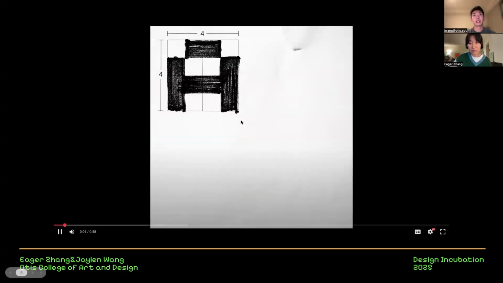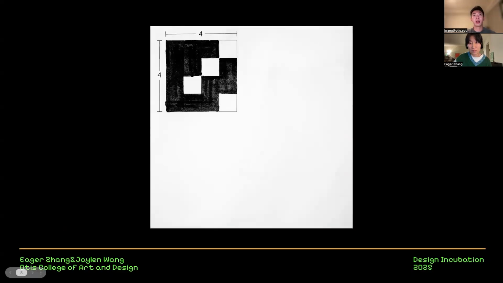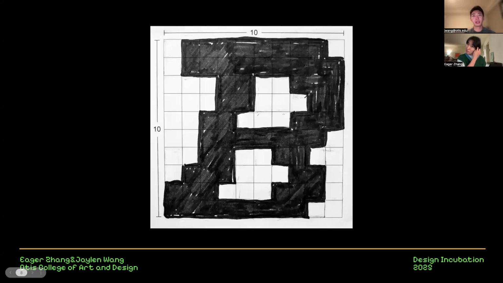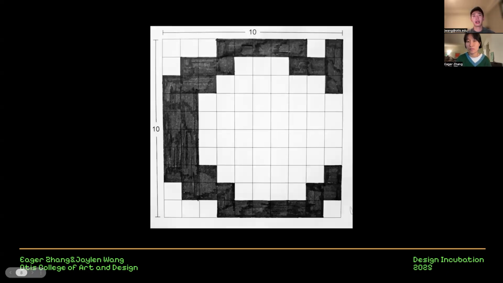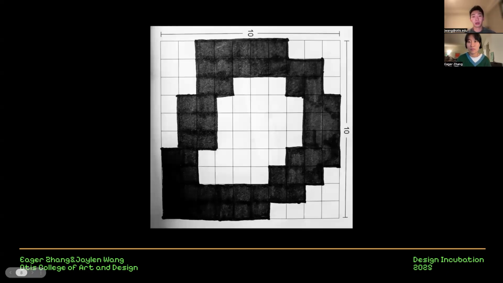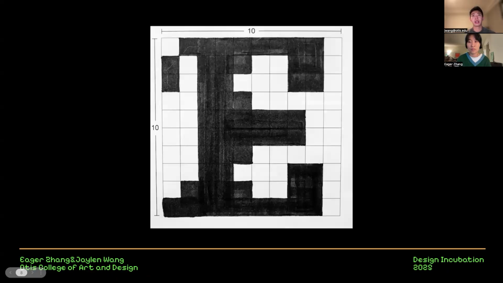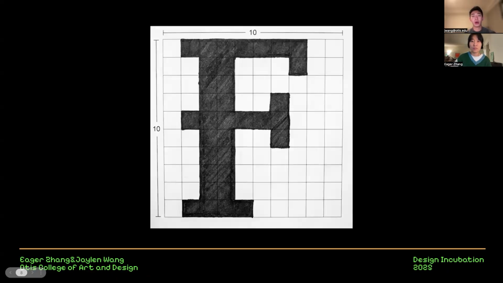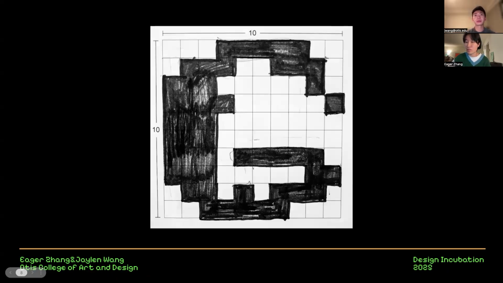And here's the result. It's from 4 by 4 to 10 by 10, from A to Z. Normally there are 30 students per section, so we assign each student one letter and one number.